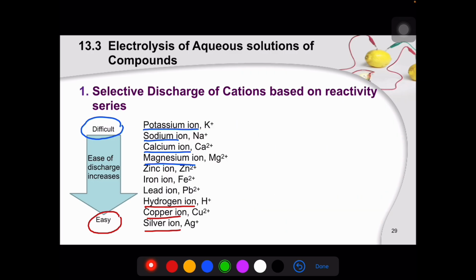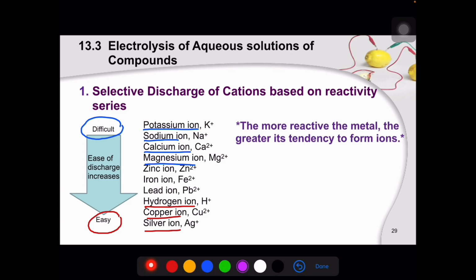Now, what do I mean by this whole thing? Basically, what I'm trying to say is that because potassium forms potassium ions very readily, what we can tell is that the potassium ions are actually more stable. Because potassium is more reactive, when it forms the ions they are very, very stable. Silver, on the other hand, we know that silver metal is not very reactive.